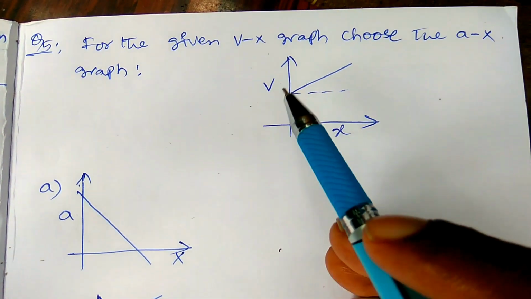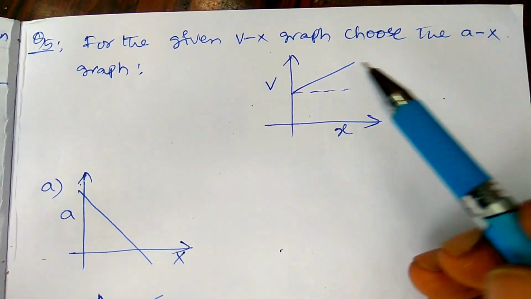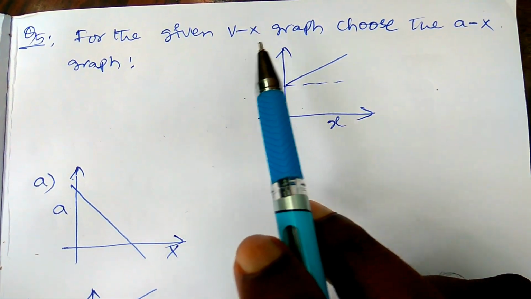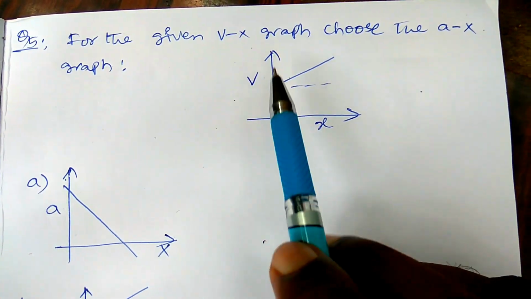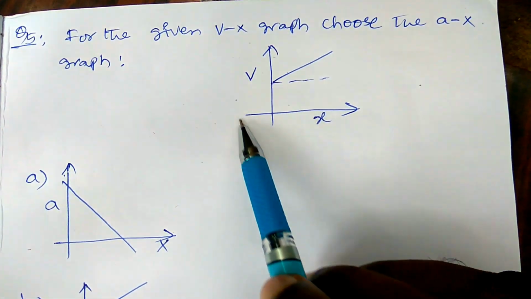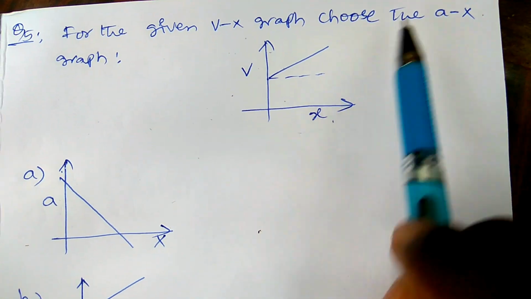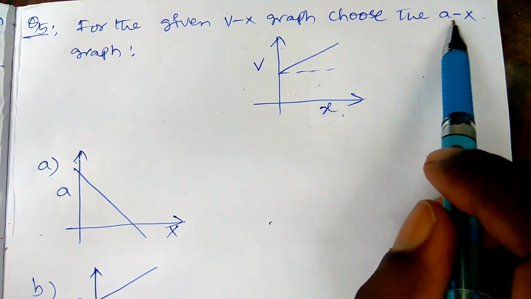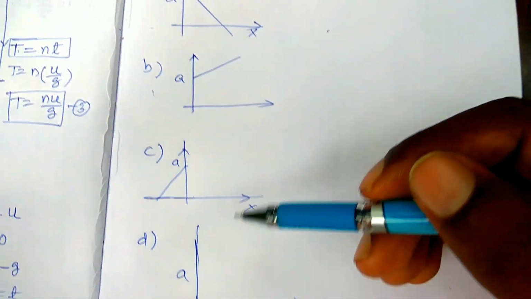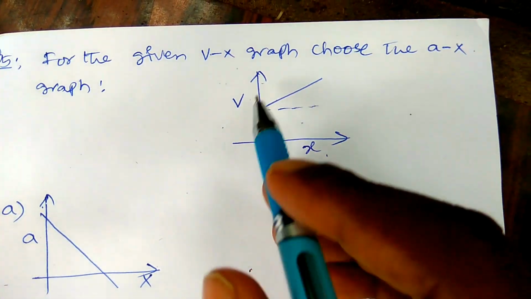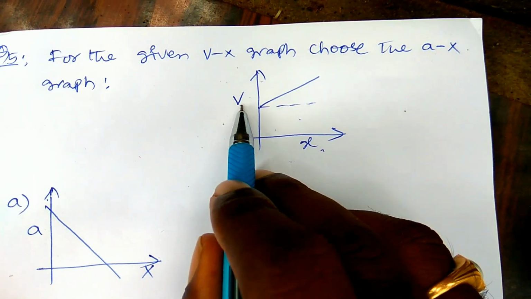So here there is the last question, which was from the graphical method, graphs. For the given v versus x graph, choose the a versus x graph. Here a graph of v versus x is given, and we have to find from this the a versus x graph. These 4 options are there, so which graph is suitable? We have to study the graph. There is x and velocity v.